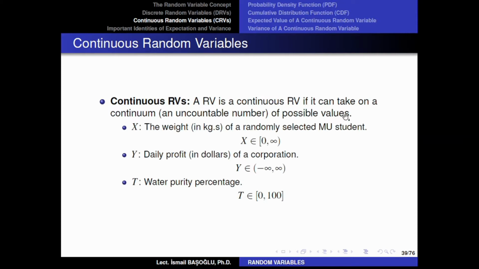For example, last week we taught that the number of customers who enter a post office or a supermarket throughout the day is a discrete random variable, because the number of entrances that occur in a supermarket can only take non-negative integer values, and this set is a countable set. You can count the number of elements in this potential value set.